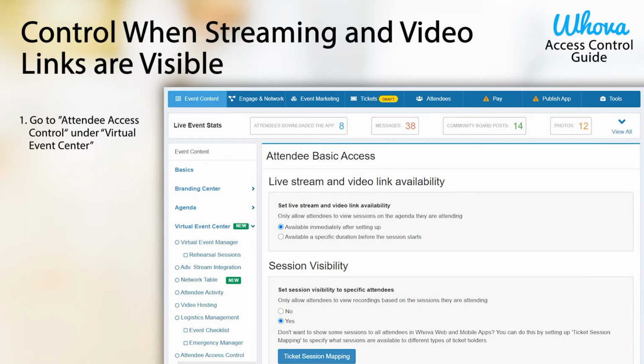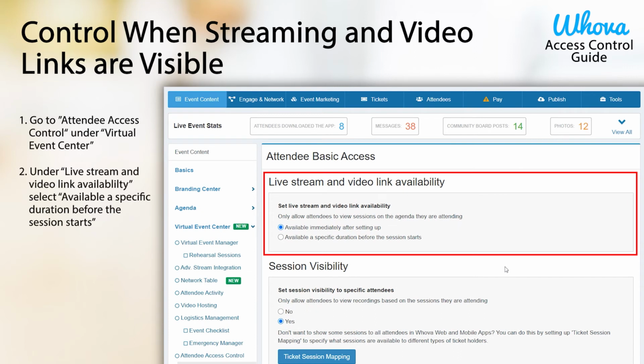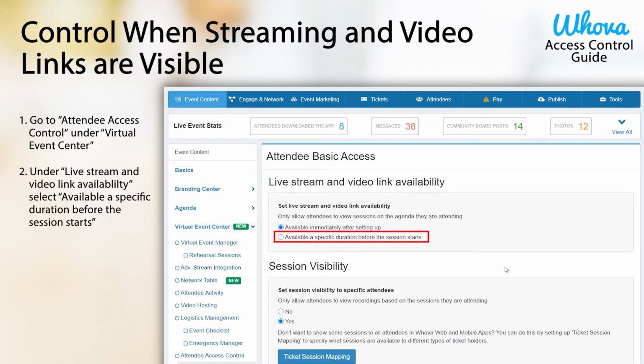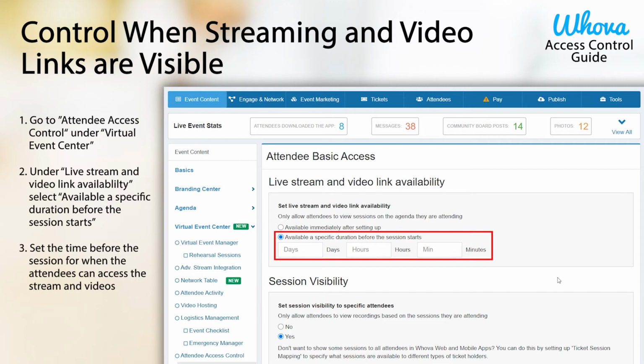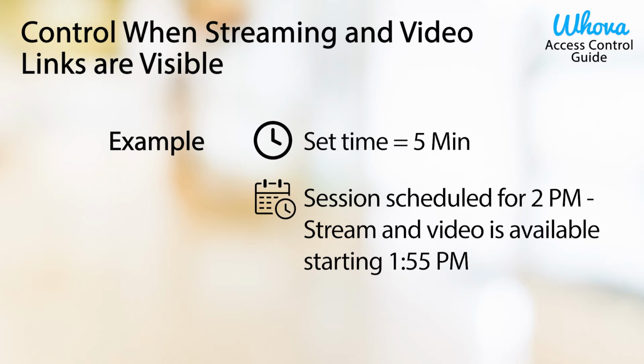Start by going to the Attendee Access Control section under the Virtual Event Center. Under Set the Live Stream and Video Link Availability, select the second option, Available a specific duration before the session starts. You can then set the time before the session for when the attendees can access the stream and videos. As an example, if the time is set to 5 minutes, attendees will be able to start accessing the stream or video 5 minutes before the session start time.